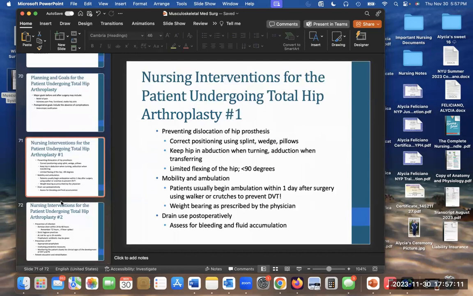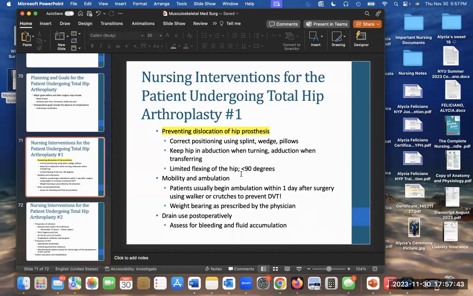We want to prevent dislocation of the hip. So this is really, really important. What we want to do is correct positioning using a splint. It's usually like a pillow or something to help mitigate the pain. And basically imagine if you had a surgery in your hips, right? You would be very uncomfortable sitting at a 90-degree angle in your chair. So we want to keep them less than 90 degrees, okay? They can't move their hip too much, okay? We also need to try to turn and reposition them when we can to prevent pressure injuries.